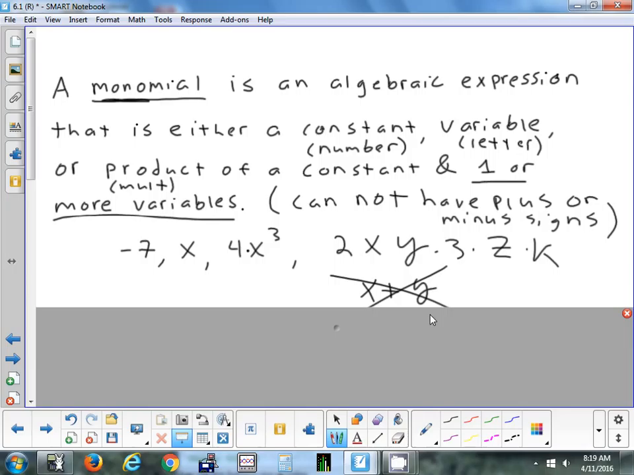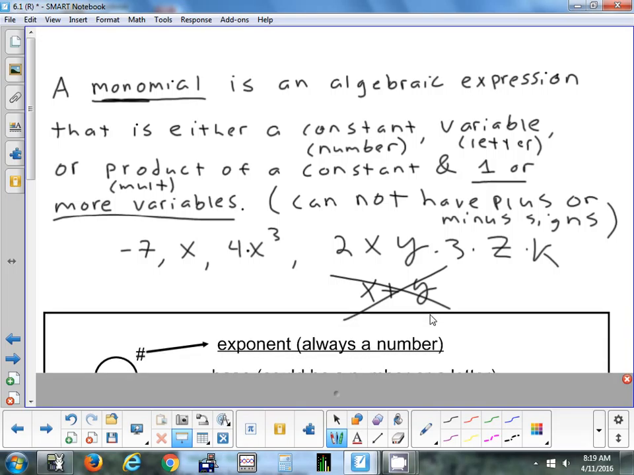You have two, okay? And that's called a binomial. We're not going to talk about a binomial today, but if you put a plus or a minus sign in, now you no longer have a monomial. You don't have one, you have two.